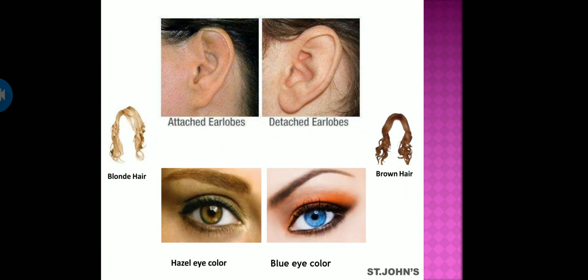These are certain examples. In the first picture on the left, you can see attached earlobes. Attached means the ear is just connected to your cheek part, and detached earlobes are separated. You can check your own earlobes to see whether you have attached or detached earlobes. If you observe, your forefathers or somebody from your family will have this sort of earlobes.